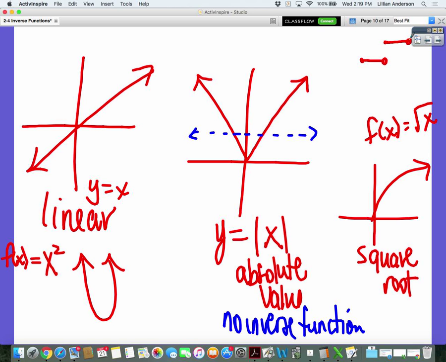So that's 1, 2, 3, 4, 5. There's 3 more. What 3 am I missing? Give me one of them that I'm missing. I'm missing cubic, reciprocal, and constant.